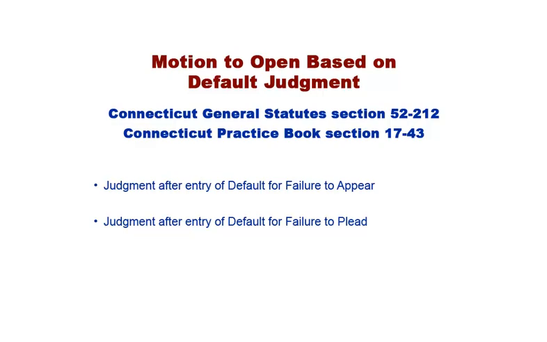Motion to open based upon a default judgment. According to Connecticut General Statutes, Section 52-212, and Connecticut Practice Book, Section 17-43, a party may file a motion to open after entry of a default judgment for failure to appear or plead. A judgment upon default enters when one party receives a favorable judgment because the adverse or opposing party took no action or did not respond.